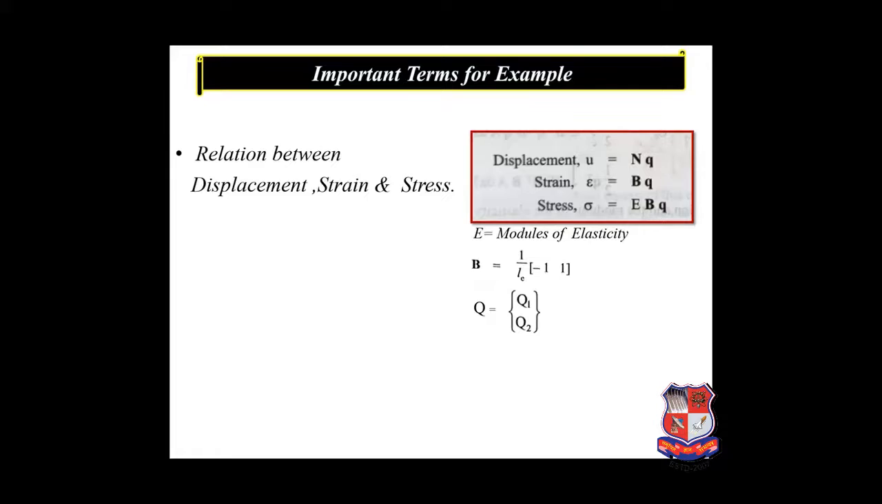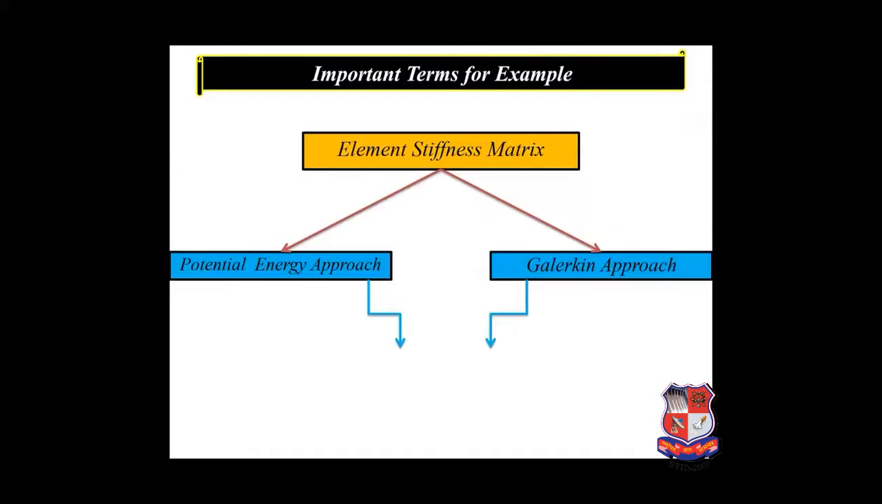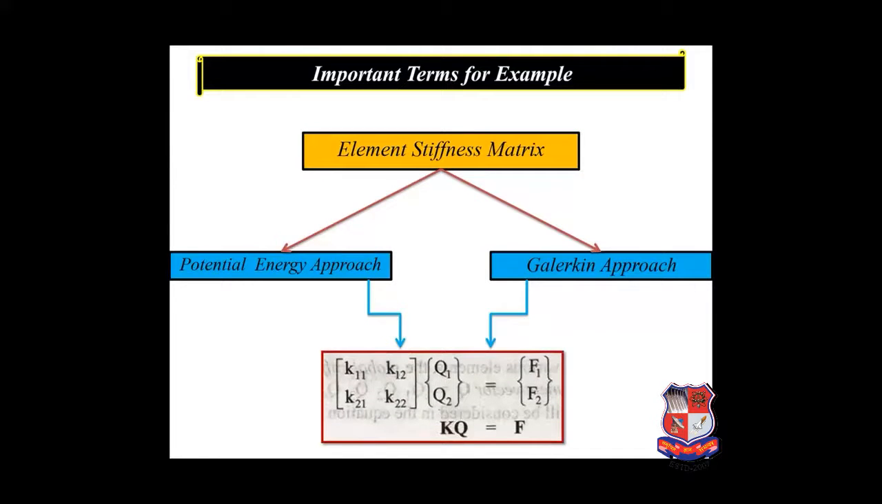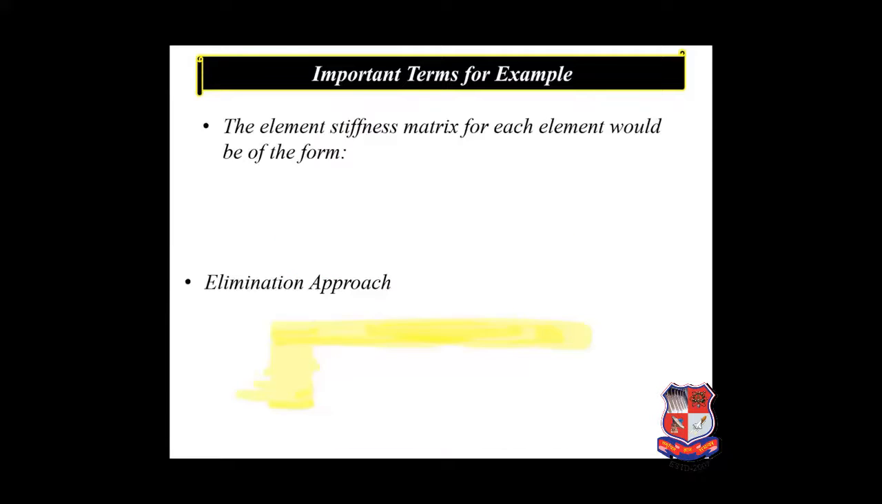Sometimes it will be displacement, sometimes pressure, sometimes we can consider it as a voltage, sometimes a magnetic effect will be there. It depends on the type of analysis. So here two methods are there, the potential energy method and the Galerkin approach. Both approaches have one final conclusion, KQ is equal to F, where K is the stiffness matrix.